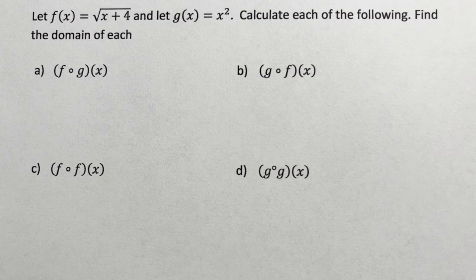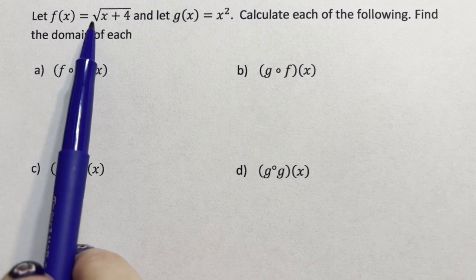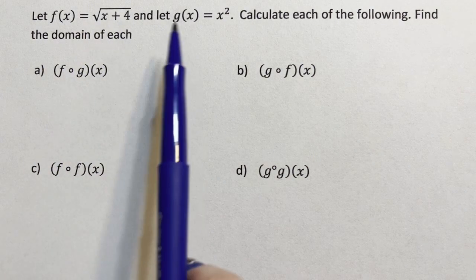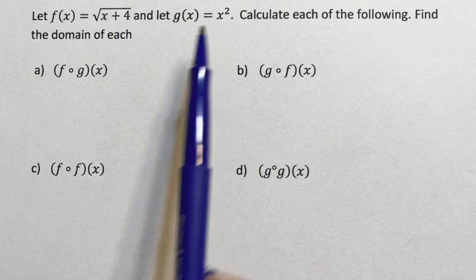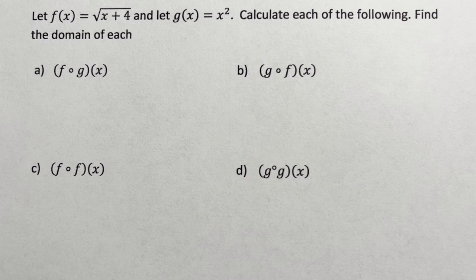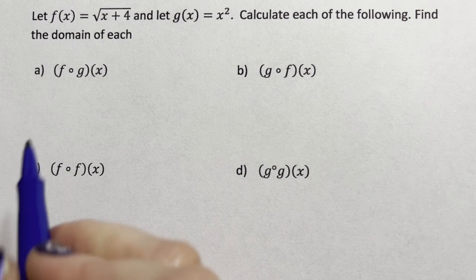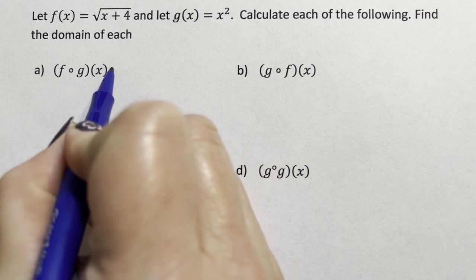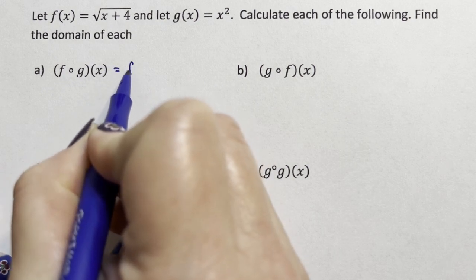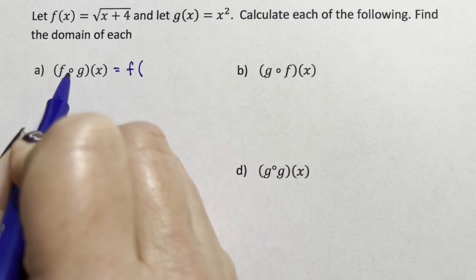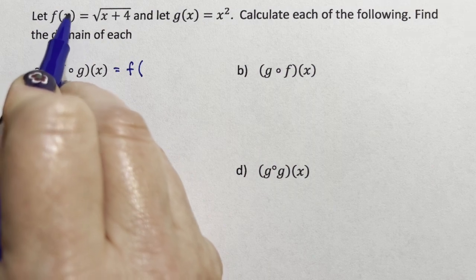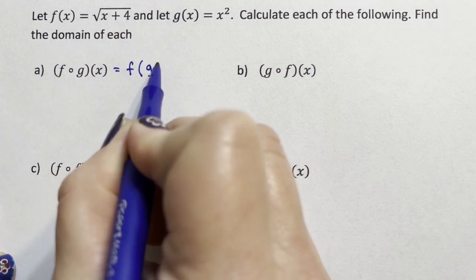Today I'm doing a series of videos on compositions of functions. In this video, I have f of x equals the square root of x plus 4 and g of x equals x squared. So what it means to be a composition of functions is f of g of x means we're taking f of x and into the x input position, we're putting g of x.